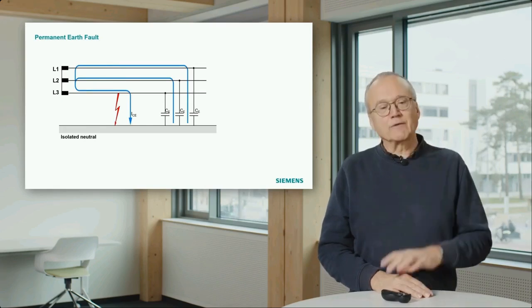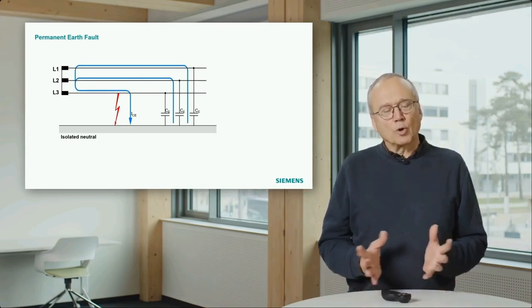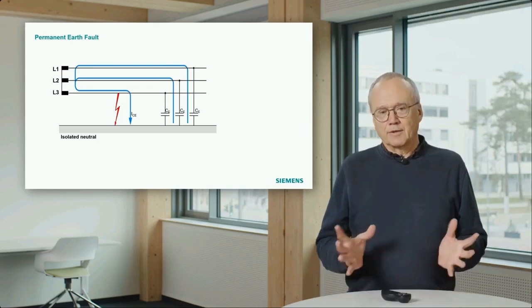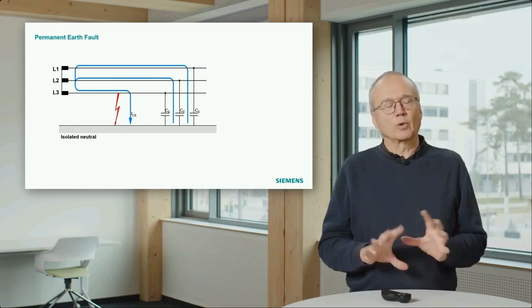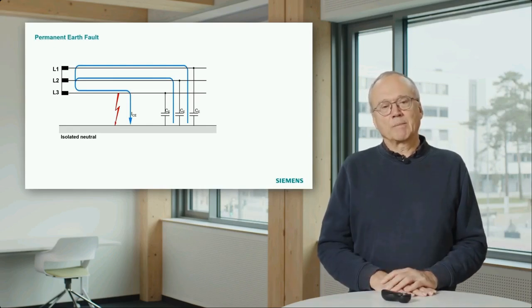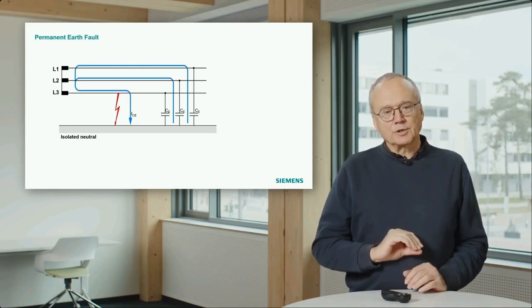That means we have 3 voltage sources on the left side of the picture. And even although we have an earth fault here, the voltages will remain there. There are no short circuit currents flowing, so the voltages will remain there. That means phase L3 is connected to ground.